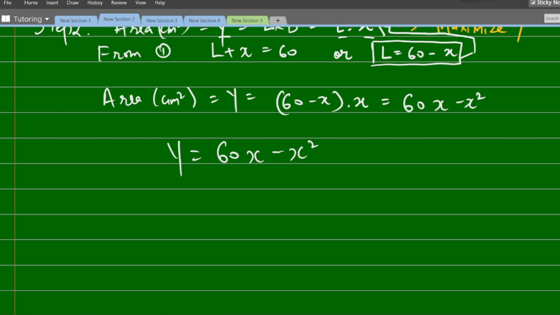Now this looks a very familiar form. Y is a function of x. Now I'm going to take the derivative on it. Let's go to the calculus. Since it's asked to maximize y, I'm going to take dy by dx. But before I go with dy by dx, let me graph this equation. And the reason I want to graph it, see, 60x minus x squared is a quadratic equation which looks like a parabola.